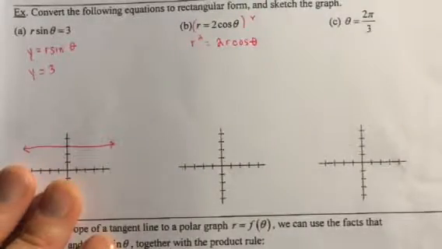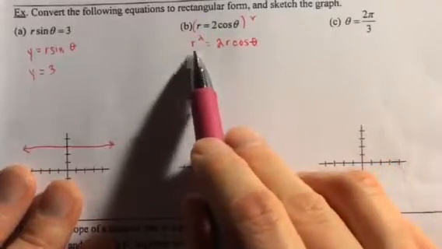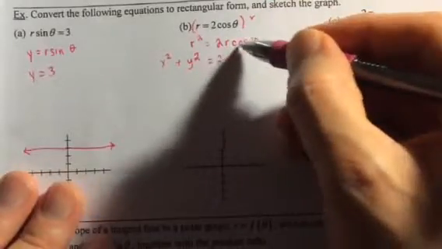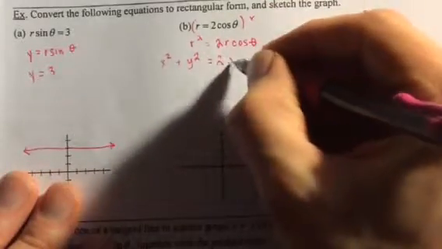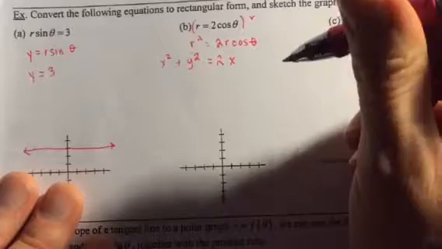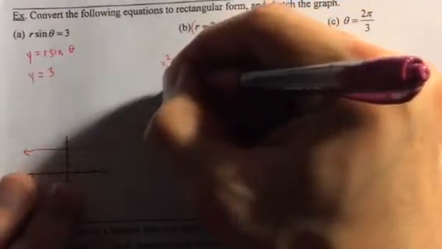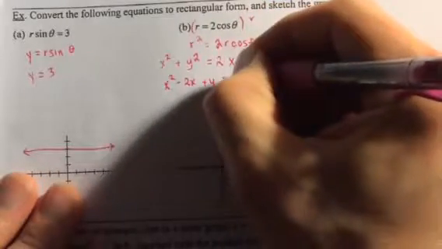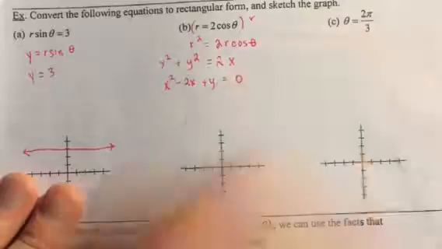All right. Now, thinking about this, what is r squared equal to? Well, r squared is equal to x squared plus y squared, and that is equal to 2. And now we have an r cosine theta, which is the same as x. We have 2x. So bringing our 2x to the other side, we have x squared minus 2x plus y squared is equal to 0.